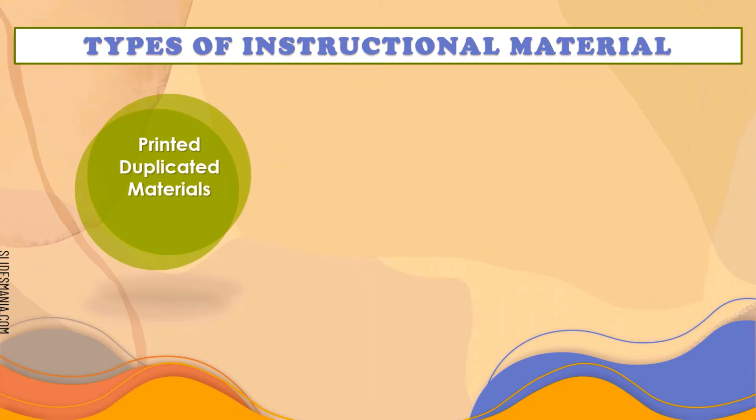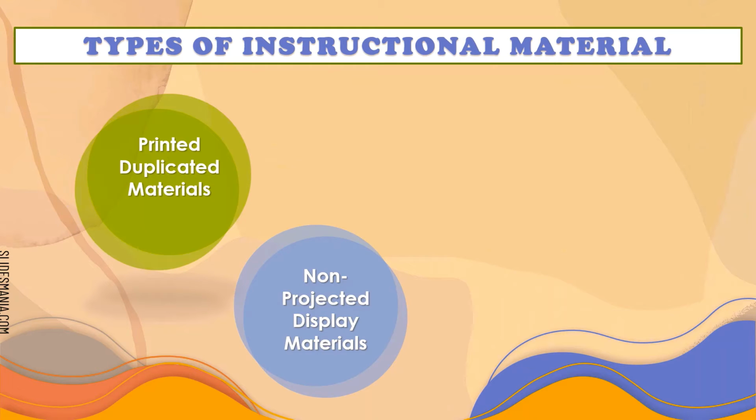There are four types of instructional material. First is printed duplicated material. This includes any tactile and handout resources for students and trainees to use. This can be printed, photocopied, or duplicated in huge quantity using printing machines or photocopiers or duplicators.